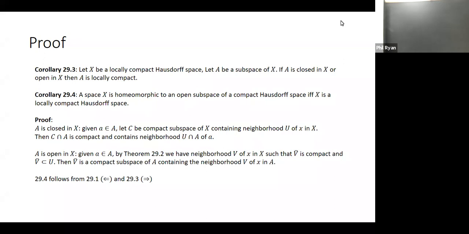Okay. So the key message is that locally compact Hausdorff spaces are pretty amenable to a lot of techniques. Okay. So the main thing I wanted to talk about today is nets. So what is a net?